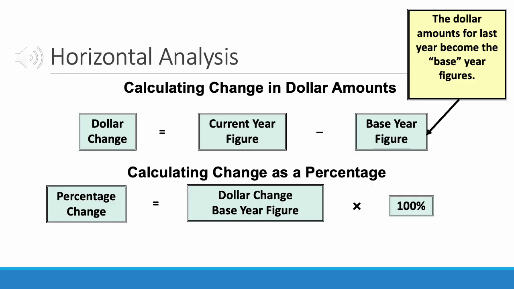When we do these calculations, we start by taking the current year figure minus the base year figure. That gives us the dollar change. To convert that into a percentage change, we take that dollar change and divide it by the base year figure and then multiply by 100%. So the process is first find the difference, then divide by the base year, and finally multiply by 100 to turn it into a percentage.